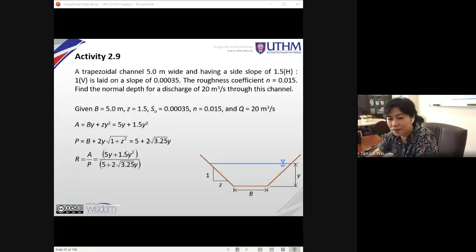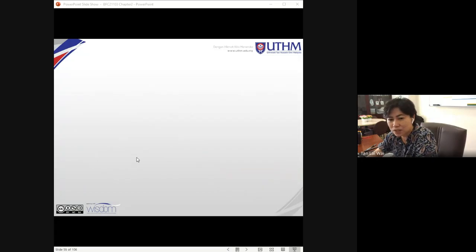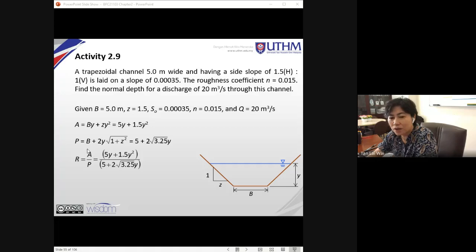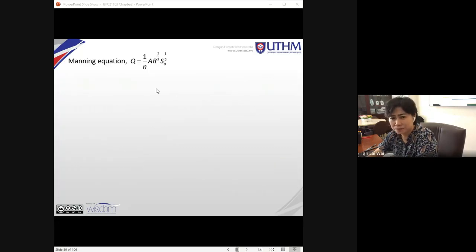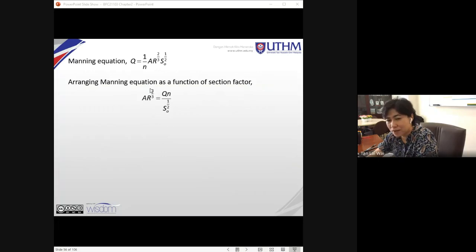And then hydraulic radius therefore is A divided by P. You have that expression. And then you know that all these values you could substitute straight away in the Manning roughness flow equation, because Manning roughness coefficient is provided. So rewrite this in terms of section factor. A and R are functions of depth of flow. So you have your Manning roughness flow equation rewritten here.